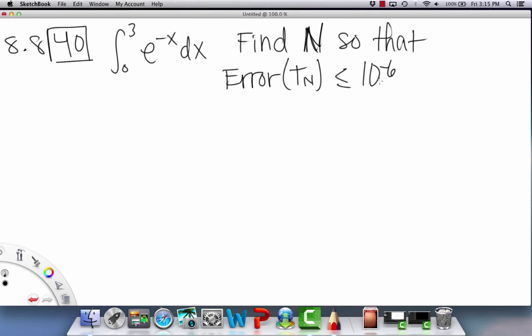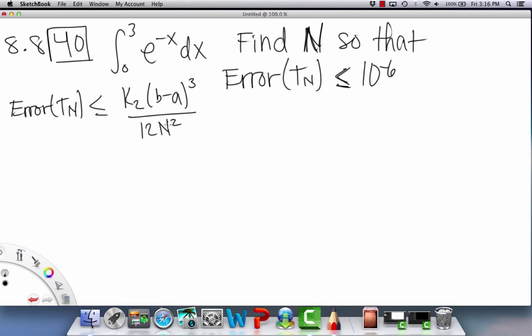This is pretty tiny, so we're going to have to be pretty accurate, basically. Let's recall the formula. The error of the trapezoidal rule is less than or equal to K2, which is the maximum that the second derivative can be, times (b minus a) to the third over 12n squared.